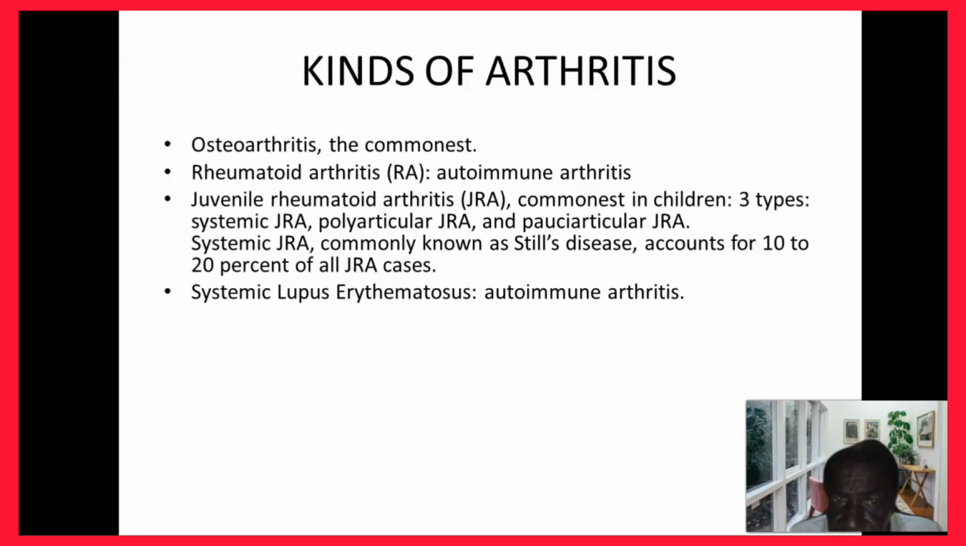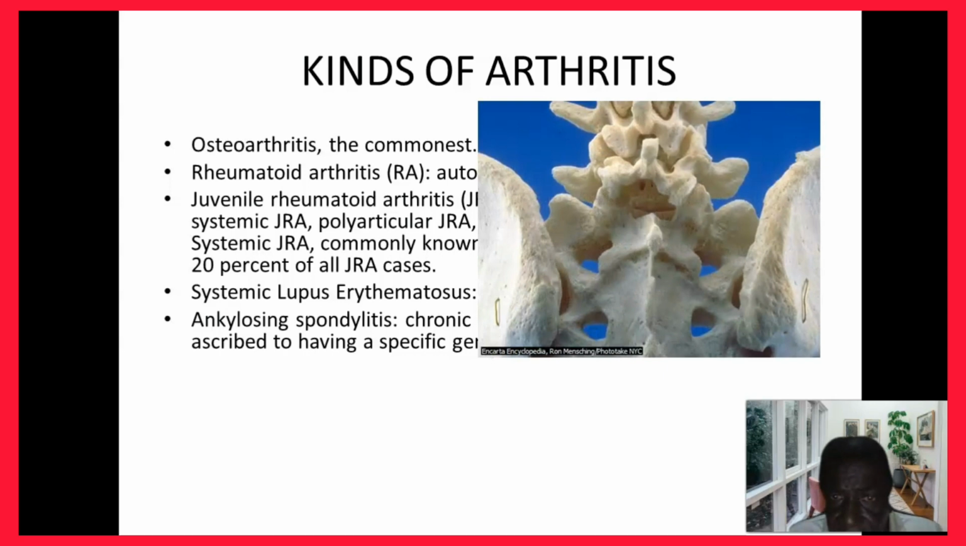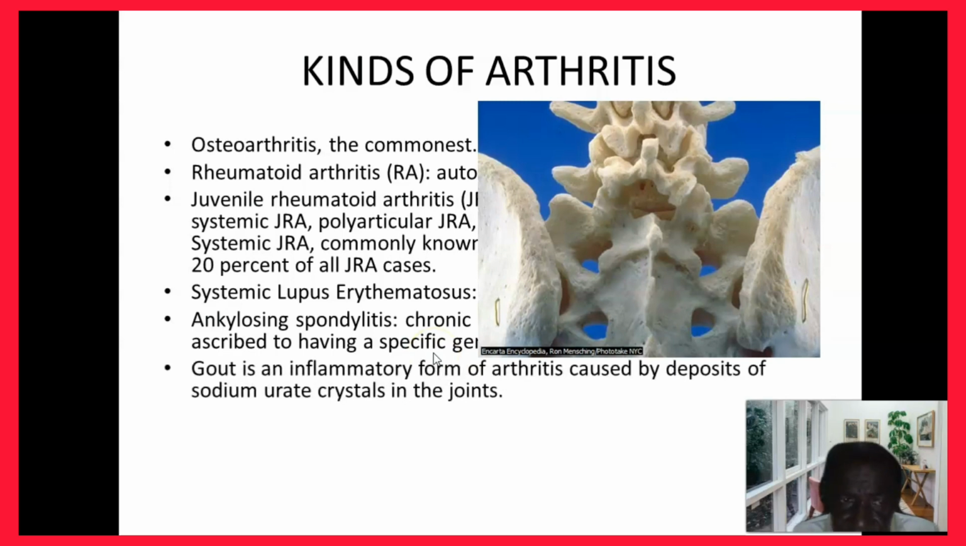There is also the SLE, which is also autoimmune arthritis, like I've explained earlier what autoimmune arthritis means. The ankylosing spondylitis. This is also very common, and it's ascribed to a specific gene called the HLA-B27 gene. This is the picture. You see the spinal cord becomes stiff, and the person finds it very difficult, though there are exercises recommended for such people.